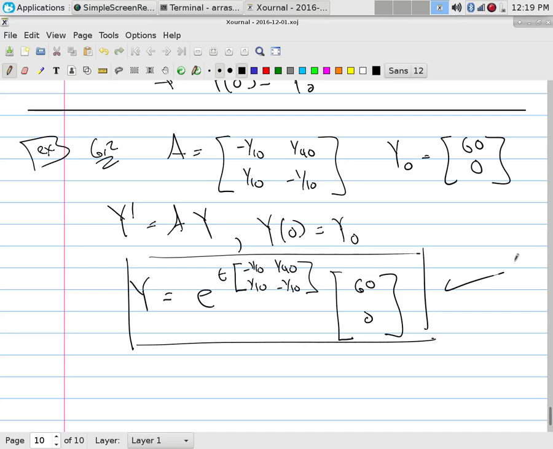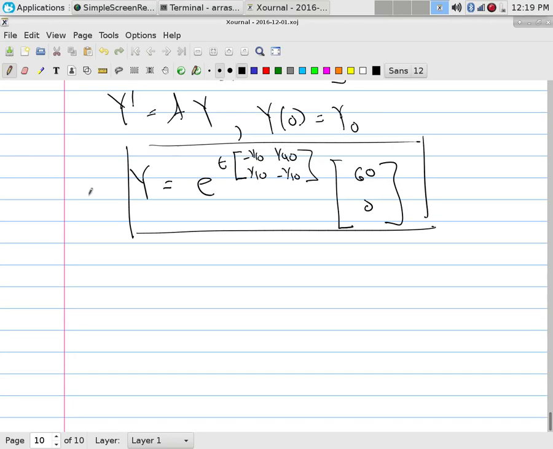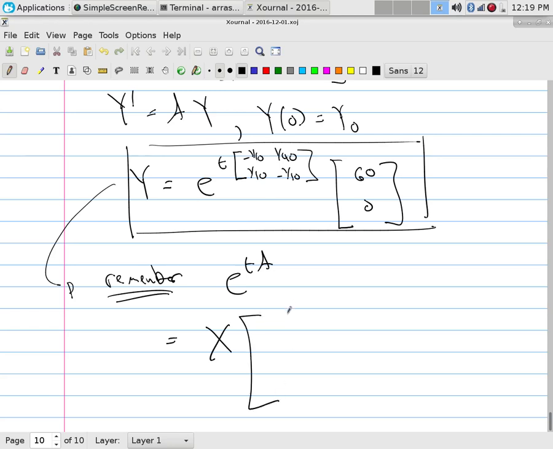No work. Just simply rewrite it down. Now, does it look like what it looked like in the previous one? No. If you wanted to make it look a little better, if you wanted to have it say, okay, what do we do? The thing to remember is, if you wanted to rewrite it a bit, that e to the tA could be rather written as X, the eigenvectors, times a diagonal matrix, which would be e to the t lambda 1 down to e to the t lambda n, 0, 0, and then X inverse.